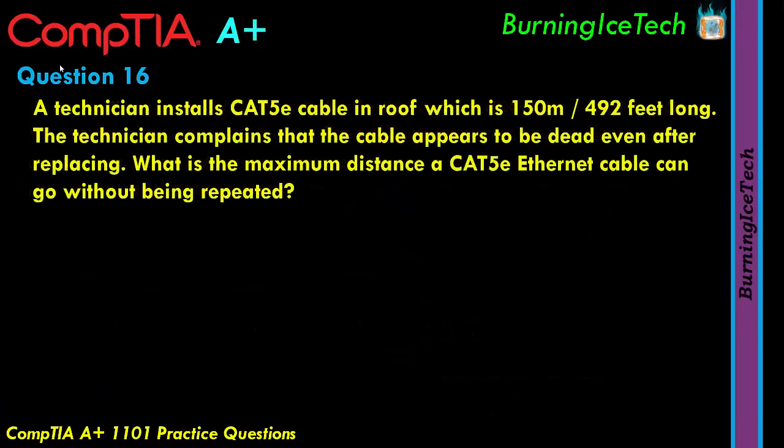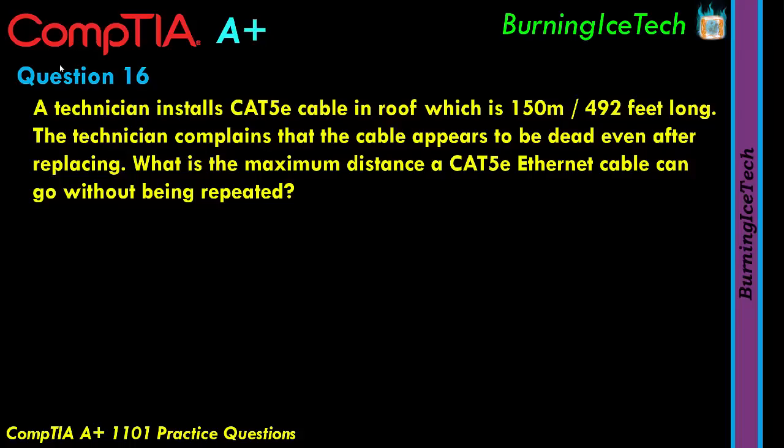Right, moving on to question 16. A technician installs Cat5e cable in a roof, which is 150 meters long, or if you want to put it in feet, it is 492 feet long. The technician complains that the cable appears to be dead even after replacing it. So they've put it in, it was that length, it didn't work, they replaced it, it's still dead. I mean, the second cable, what's the chance of the second cable also being dead?